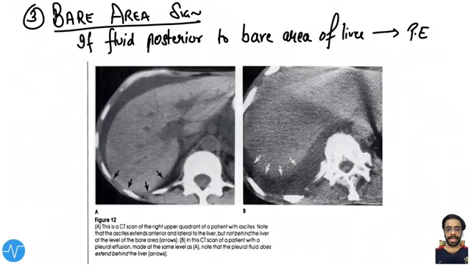Third is the bare area sign. The bare area of the liver is usually attached to the ribs. If there is fluid there, that means it cannot be ascites. Therefore, it has to be pleural effusion. See the image, the black arrow is pointing to the bare area of the liver. Now the bare area in the other image is lifted up from the chest wall, and below it is the fluid. So this fluid has to be pleural effusion.